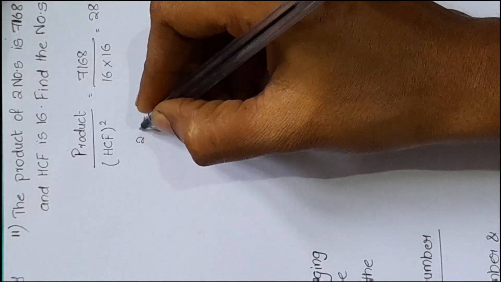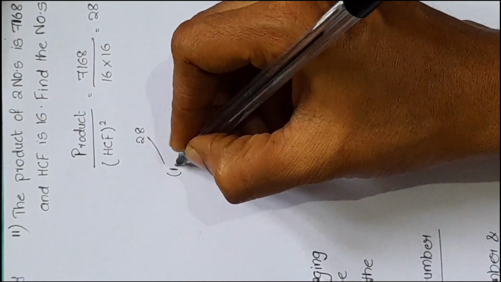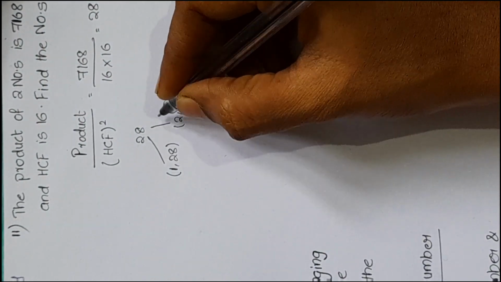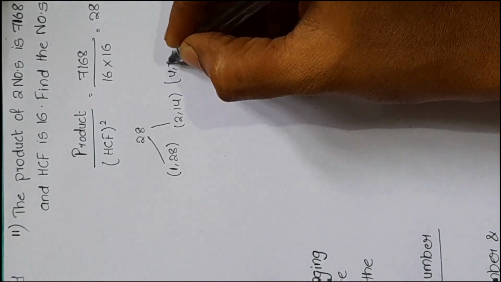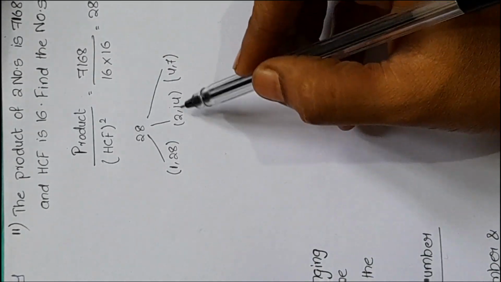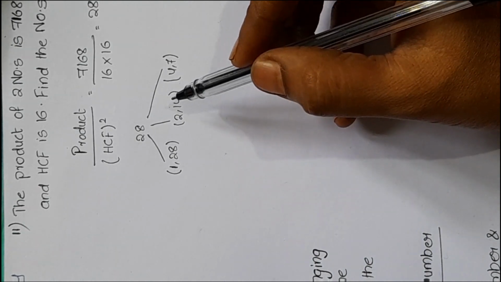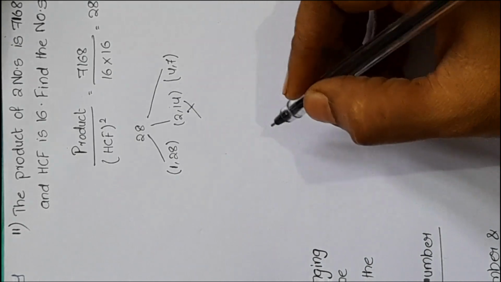Now we should find the possible pairs to get 28. So 1, 28 is the first pair, 2, 14 is the second pair, 4, 7 is the third pair. In these three pairs, 2 and 14 are not co-primes. That is, one number is not prime to the other. So we should reject 2 and 14.